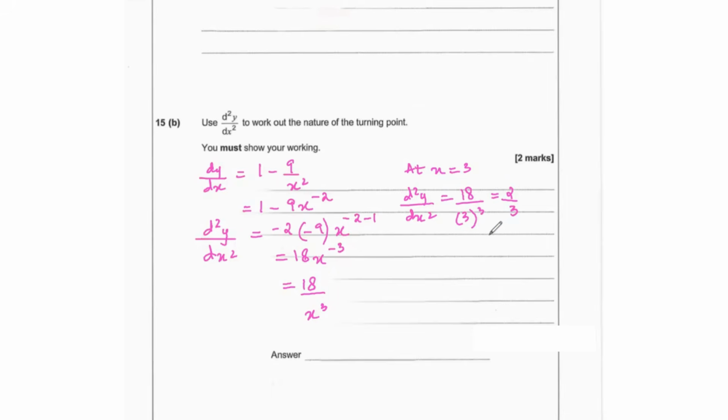So this point is a minimum. Then at x equals negative 3, d squared y over dx squared is going to be 18 over negative 3 cubed. That's going to give us negative 2 over 3. So that is a maximum point. If they're just referring to that point, then that's a minimum point. But if they're talking about both the turning points, then it's a maximum and a minimum. Minimum for x equals 3, maximum for x equals negative 3.